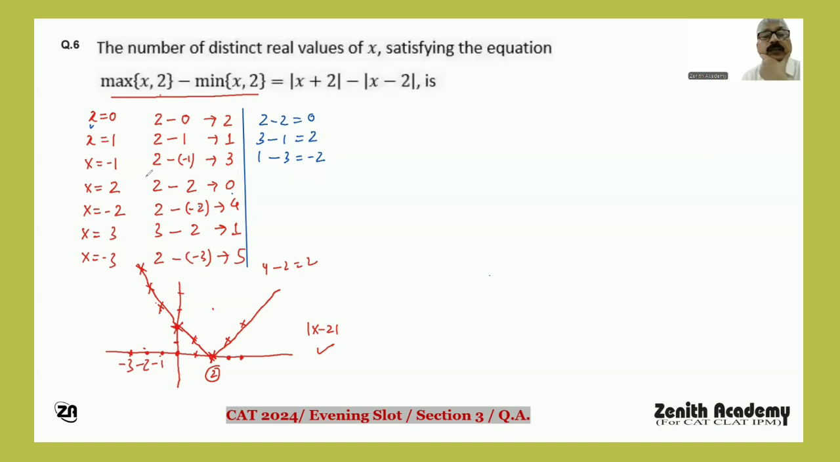If I take x is equal to 2, then 2 plus 2 is 4, and 2 minus 2 is 0, so this is 4. If I take x is equal to -2, -2 plus 2 is 0, and -2 minus 2 is -4, mod of -4 is +4, so this is -4. If I take x is equal to 3, 3 plus 2 is 5, and 3 minus 2 is 1, this is coming 4. If I take -3, -3 plus 2 is -1, mod of -1 is 1, and -3 minus 2 is -5, mod of -5 is 5, so 1 minus 5, and this is coming -4.